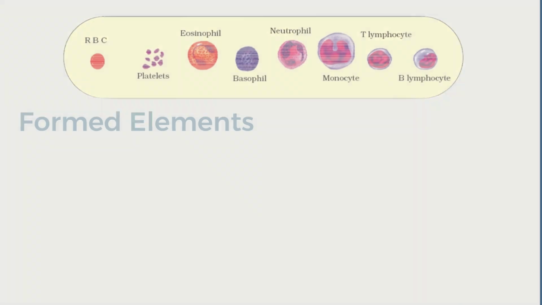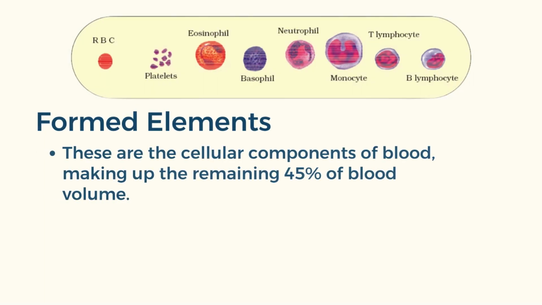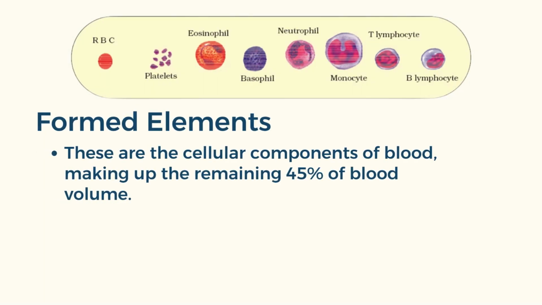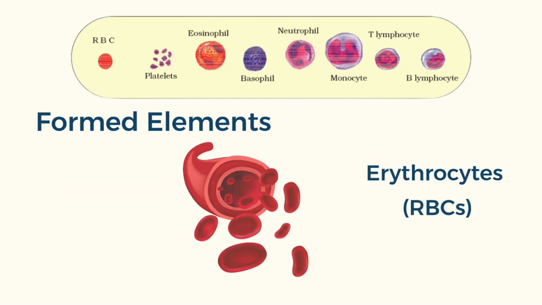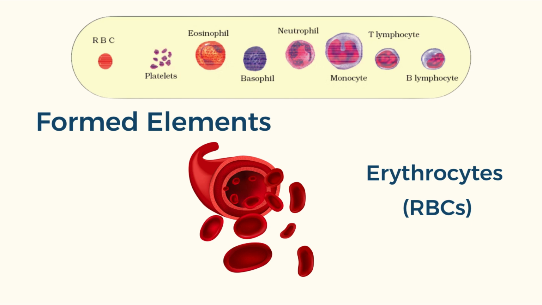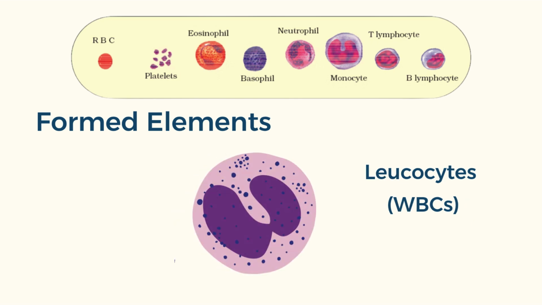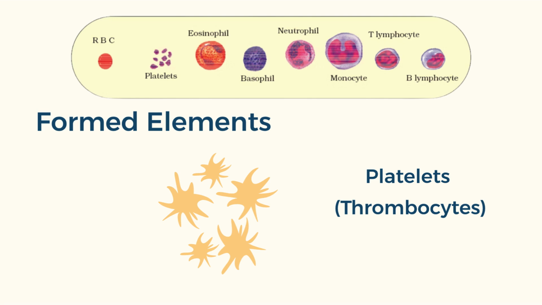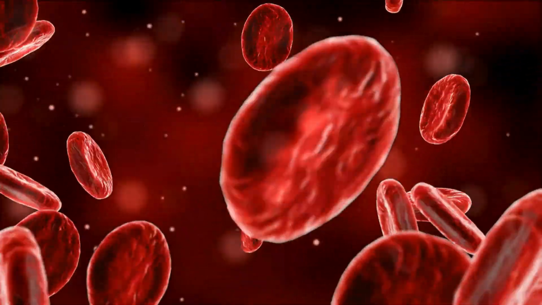Next, let's study formed elements. These are the cellular components of blood making up the remaining 45% of blood volume. It includes erythrocytes or RBCs, leukocytes or WBCs, and platelets. Let's study erythrocytes or RBCs.